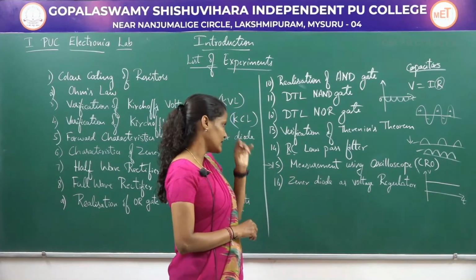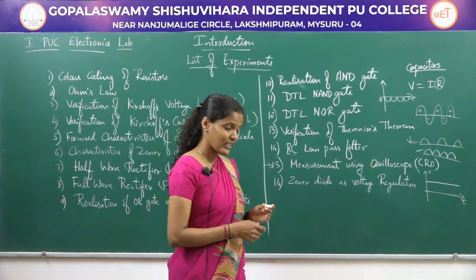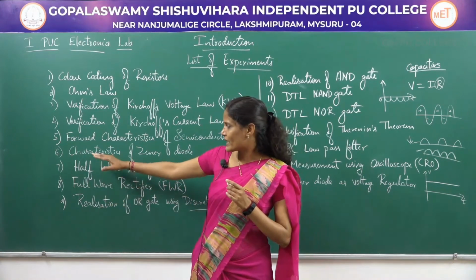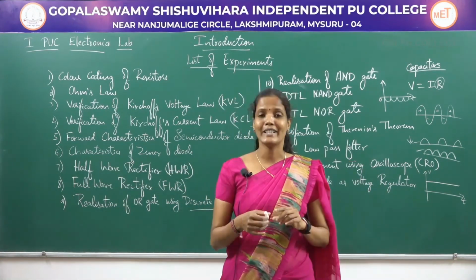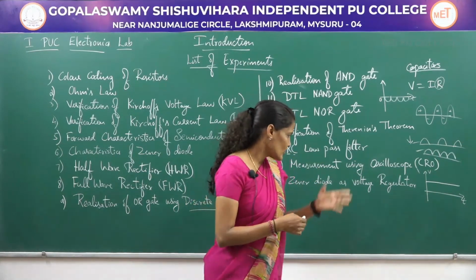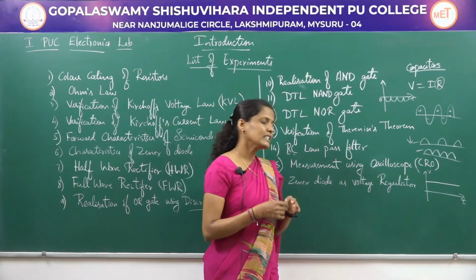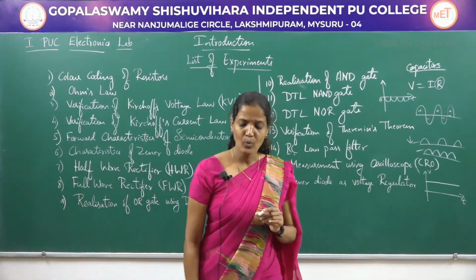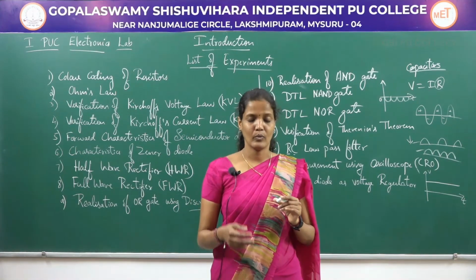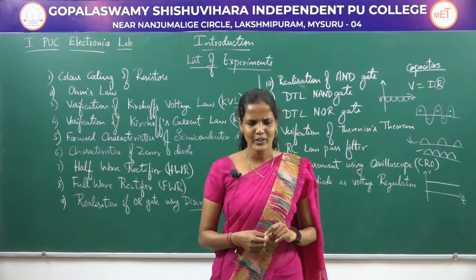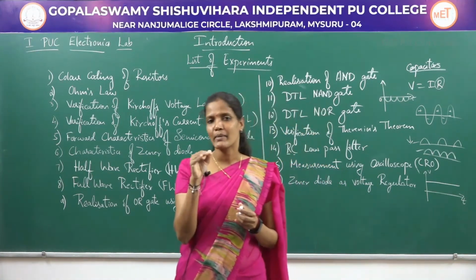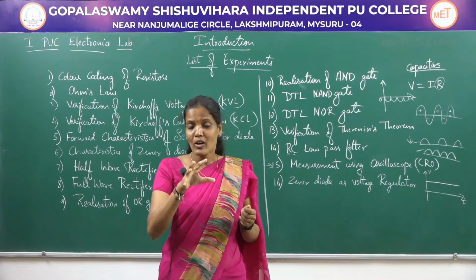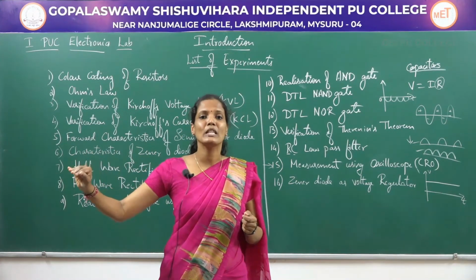Coming to the last experiment, that is Zener diode as a voltage regulator. As I have already told you here, the characteristics of this Zener diode. This Zener diode is widely used as a voltage regulator. So that experiment will be conducted here. That is, we are going to see how the voltage will be regulated with the help of a Zener diode, how a constant voltage will be maintained by the regulator circuit, and how a constant voltage will be given to the load.